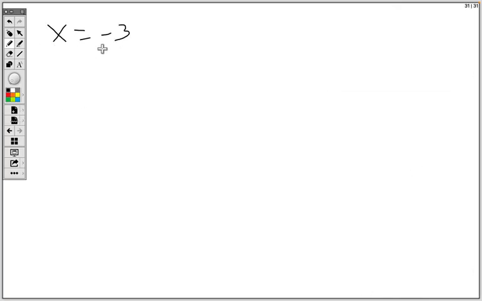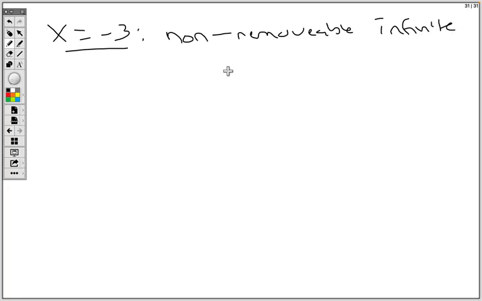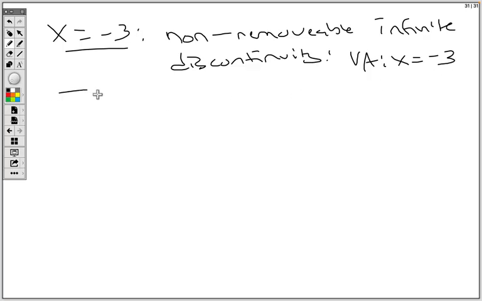So once again, x equals negative 3, non-removable infinite discontinuity. Moreover, we have a vertical asymptote, x equals negative 3.